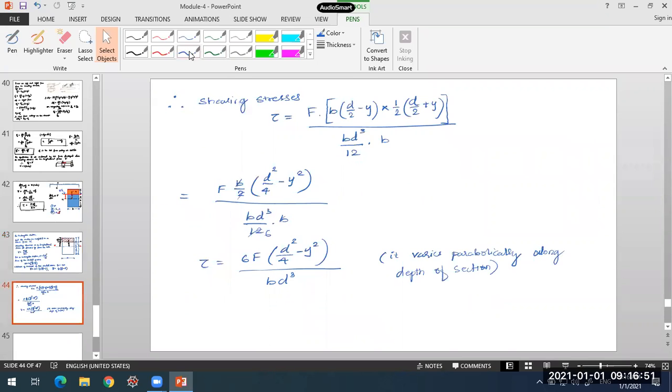Okay, so at these 2 points, let us evaluate what the shearing stress will be. First, at the edges, it may be the top edge or the bottom edge, y will be equal to d by 2. So when I substitute y equal to d by 2 in this equation, what happens to the shearing stress? Y square, d by 2 whole square, is d square by 4, and this term will become 0. So tau is 0.